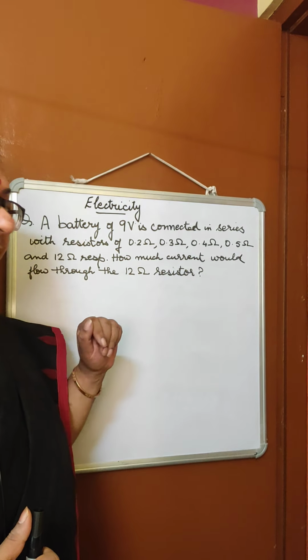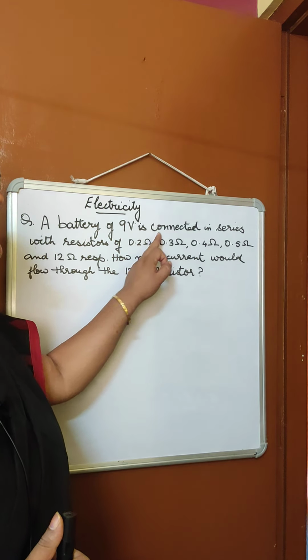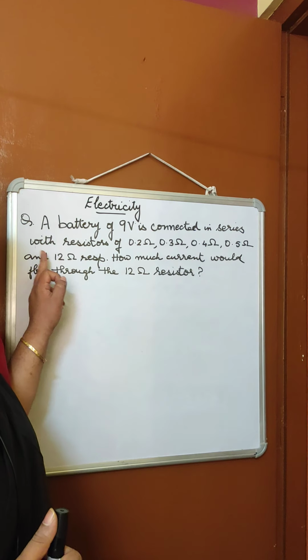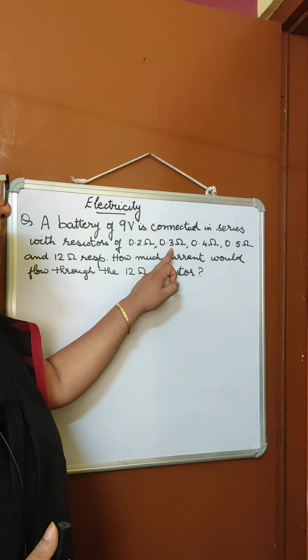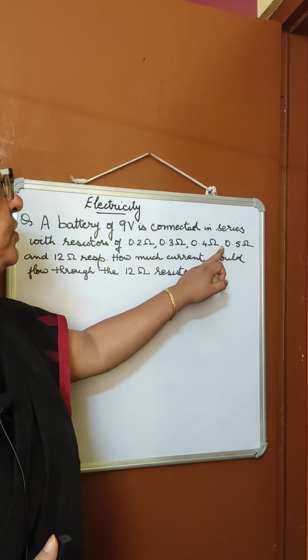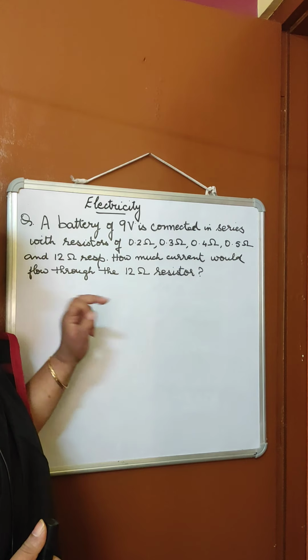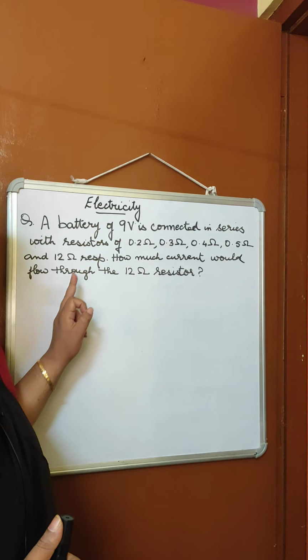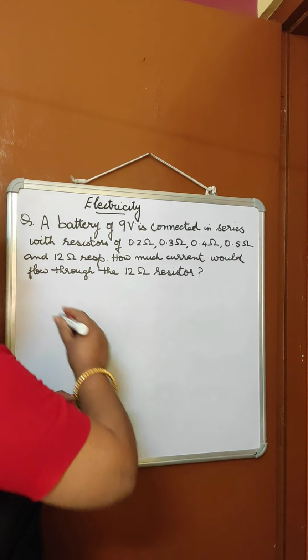Okay children, the next question. A battery of 9 volt is connected in series with resistors of 0.2 ohm, 0.3 ohms, 0.4 ohms, 0.5 ohms and 12 ohms respectively. How much current would flow through the 12 ohm resistor? Okay, now let's see the solution.